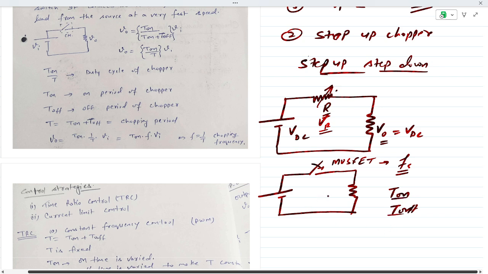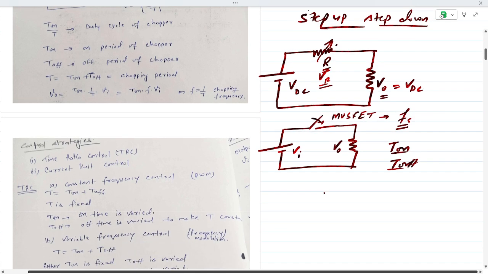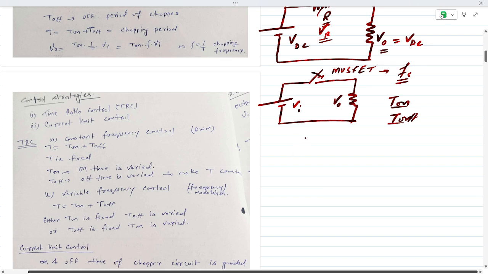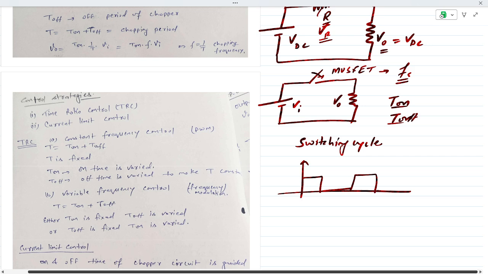Now, since we have a switch, what is the relationship between the output voltage and input voltage? This relationship is based on the switching cycle. What is the switching cycle? It is basically the on period and the off period. Let's say from 0 to T on, the switch is on, and from T on to capital T, the switch is off.